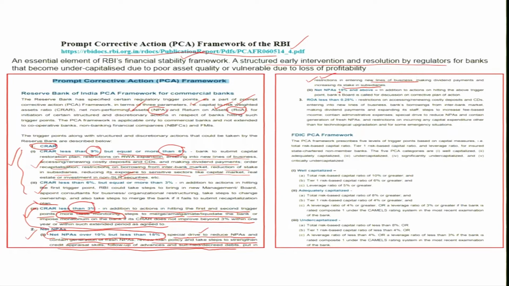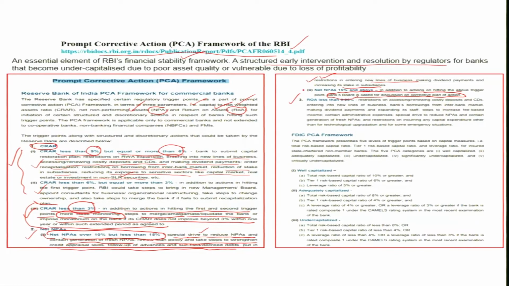If net NPAs become more than 15% and above, in addition to the action mentioned above, the bank's board is called for discussion on corrective action plan by the RBI. So, similarly, this is about the net NPAs part. If the NPAs become more than 15% of the total assets, then the bank will be called by the PCA secretariat, PCA board, PCA framework. Under this framework, the bank's board is called for discussion on corrective plan of action by the RBI.